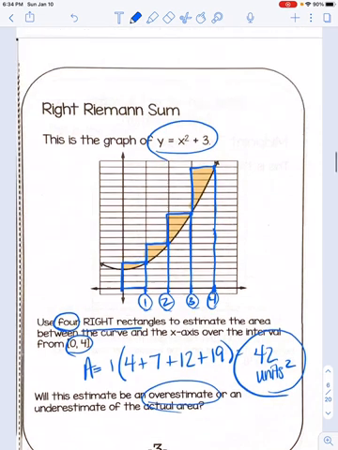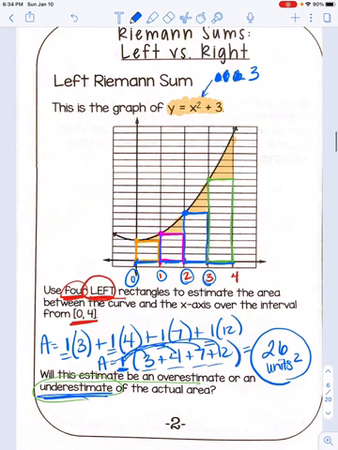So, doing a right-handed Riemann sum, I got an area of 42 units squared, and doing a left-handed Riemann sum, I got an area of 26 units squared. Therefore, I can conclude that the actual area is somewhere in between those two.